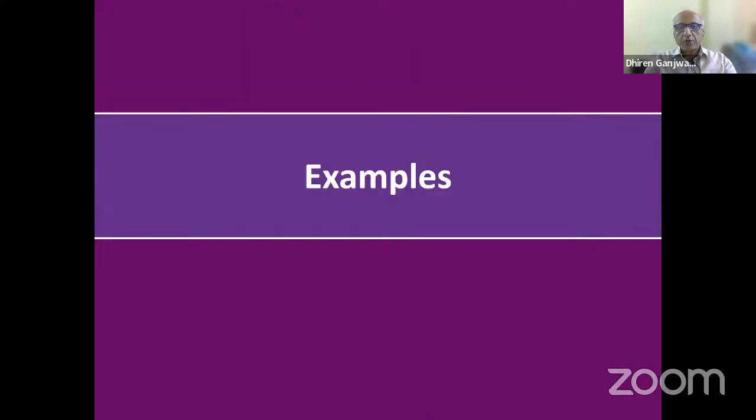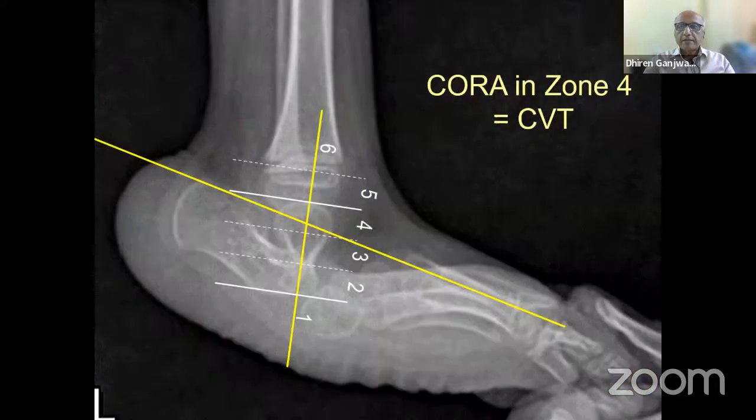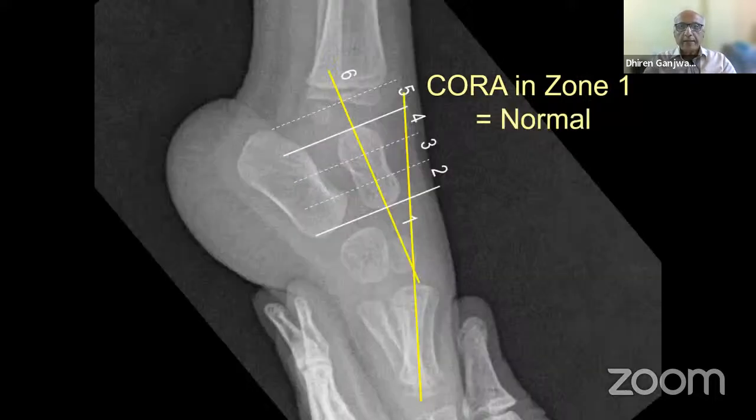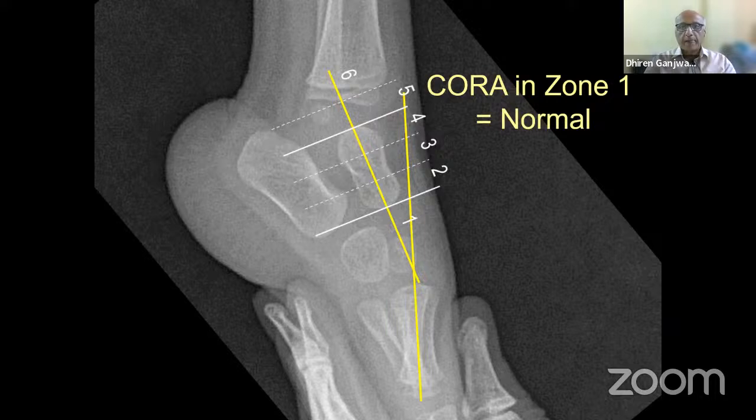So just to give you the idea, this is the CORA in zone 4. So it's a vertical talus. Here, the CORA is in zone 6. So it's an oblique talus. And here, the CORA is in zone 1. So it's a normal foot.